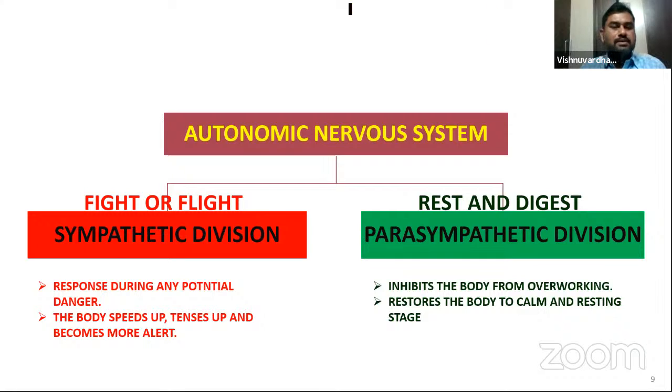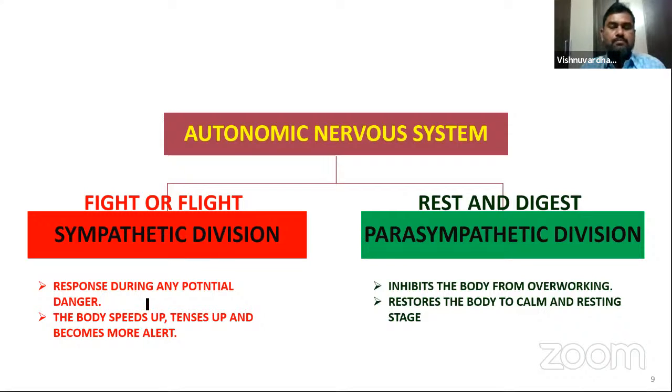Okay. It activates different organs in our body. The sympathetic division responds during any potential danger or in an active state. But the parasympathetic division activates in rest and digest times. The body speeds up and tenses up and becomes more alert during the active state of the sympathetic division, but the parasympathetic division inhibits the body from overworking. It stops overworking of different organs.